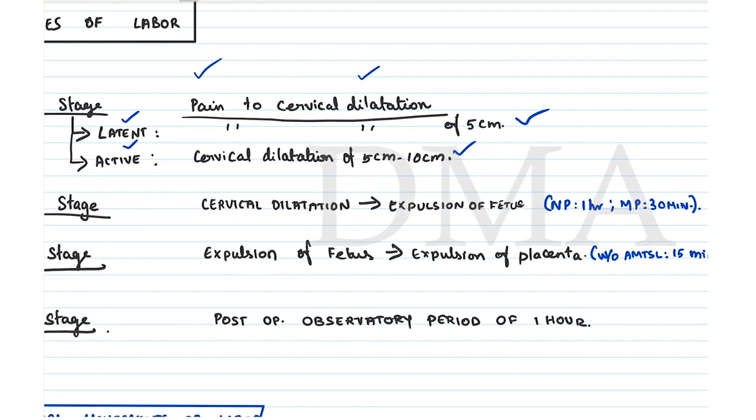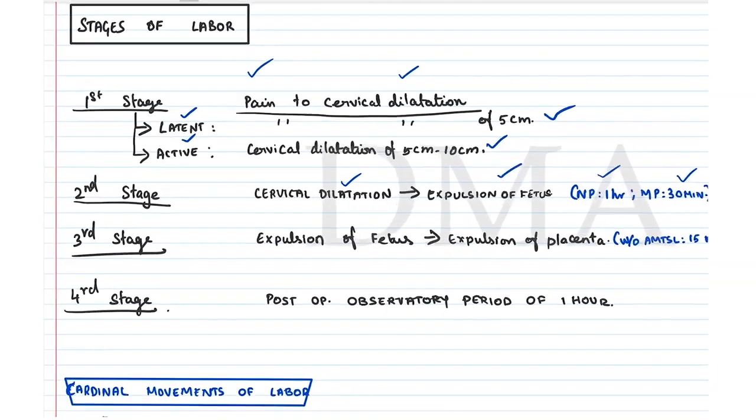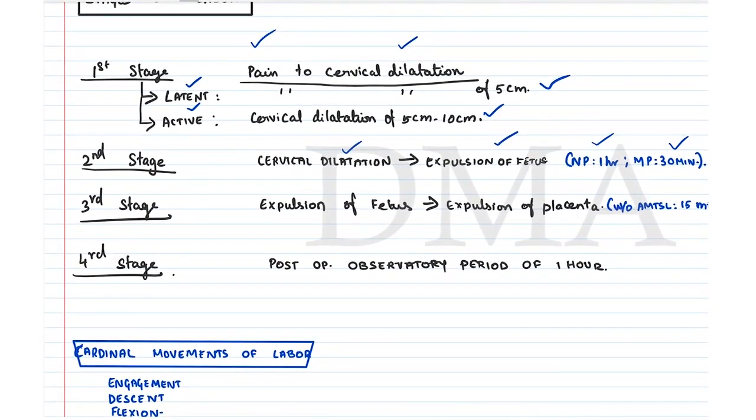Okay. The second stage is from full cervical dilatation to expulsion of your fetus. So in the case of a primigravida, it is 1 hour. In the case of a multigravida, it is 30 minutes.